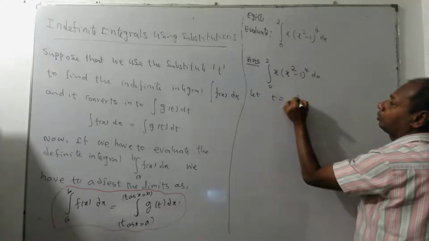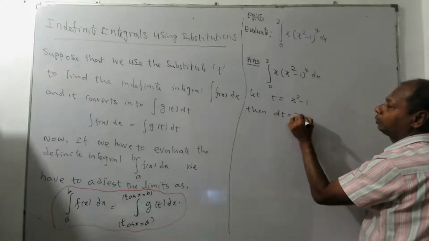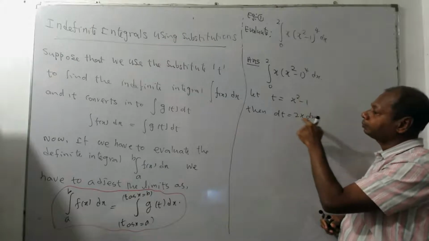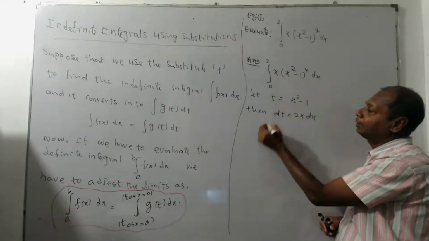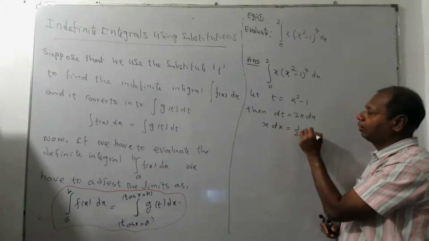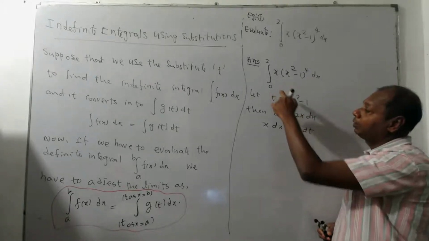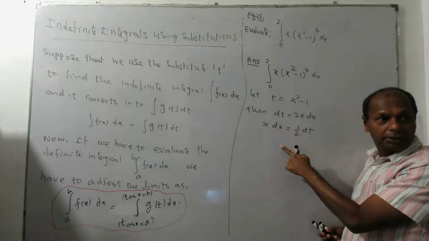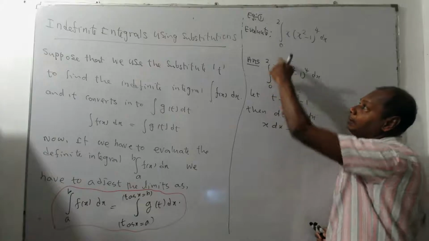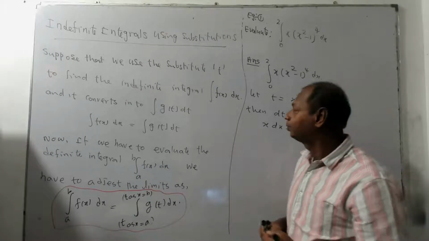Let t equal x squared minus 1, then dt will be equal to 2x dx. These things we have done earlier. Then you find something to replace this x dx in terms of t. x dx is equal to half dt. x dx will be replaced by half dt. That's all we found earlier in indefinite integrals. Now in addition to this, we have to find the new limits also. So let's find them.